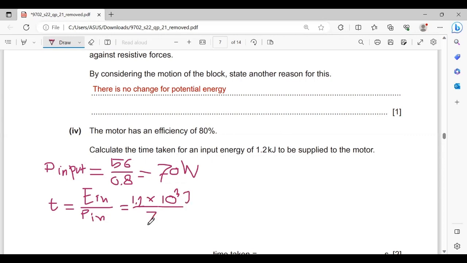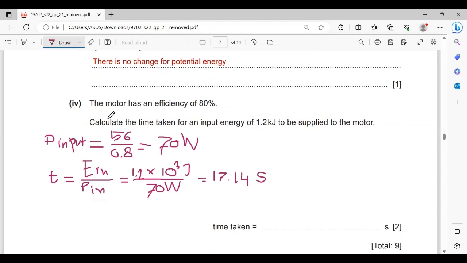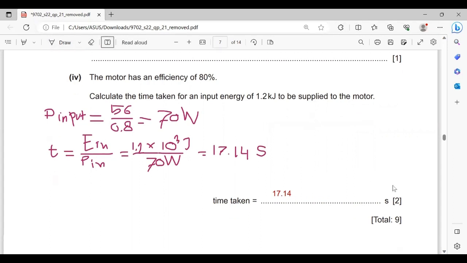This one 70 watts. It becomes divided, becomes 17.14 second. Okay, so the solution is 17.14. Okay. Next.